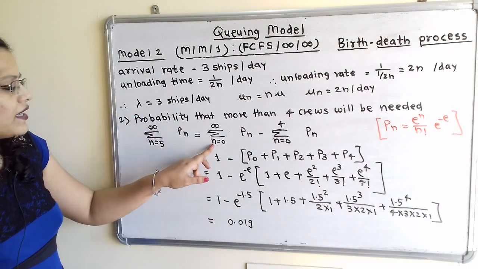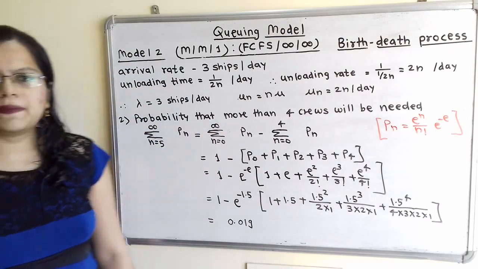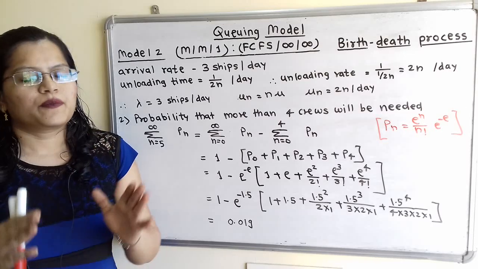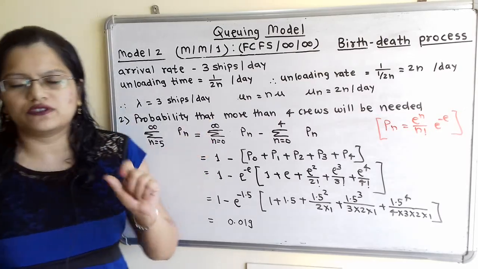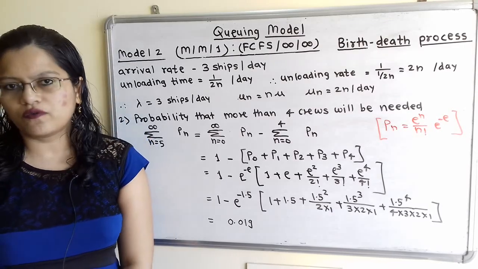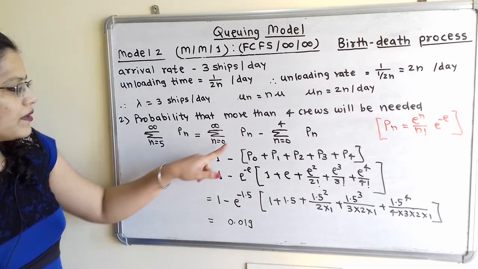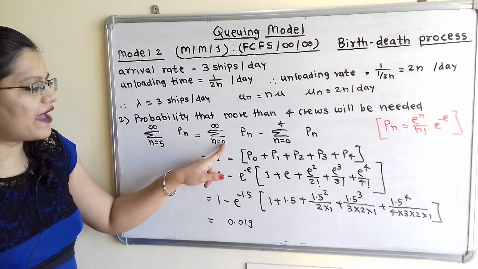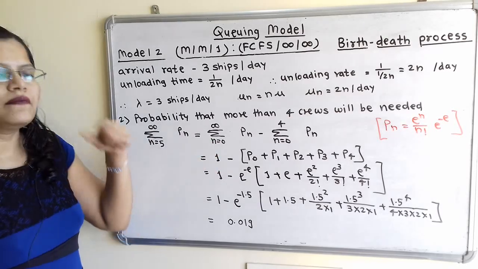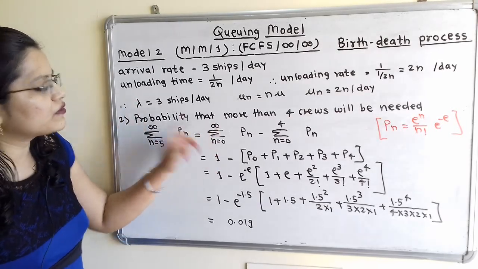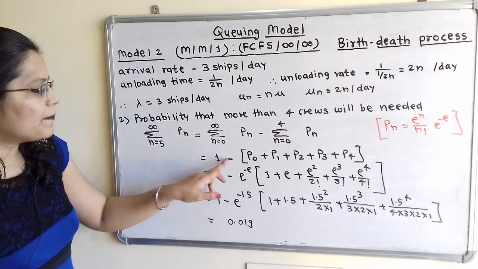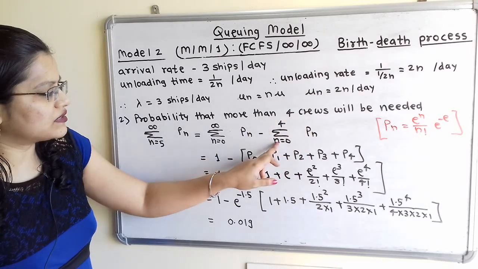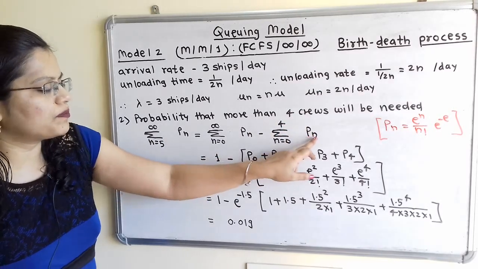Now the summation of n equal to 0 to infinity Pn, that is the probability of having crews from 0 to infinity. This probability is equal to 1, because there may be a possibility of having 0 crews and there may be a possibility of having infinite crews. So n equal to 0 to infinity is 1. Minus, now we will find the summation of n equal to 0 to 4 Pn.